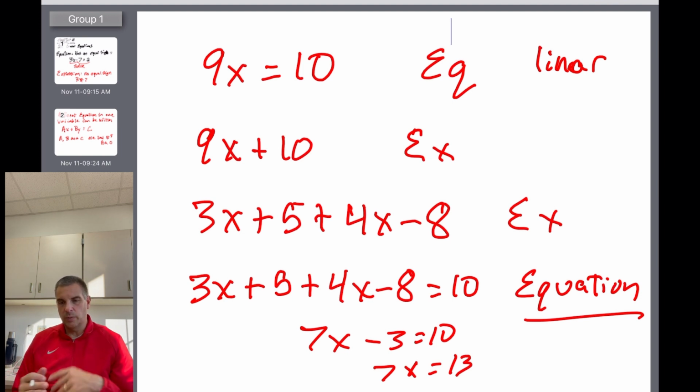Okay. So we've got to be able to tell the difference between whether they're equations or not, and also whether they're linear or not. So let's look at a couple more where we want to determine if they are going to be linear.